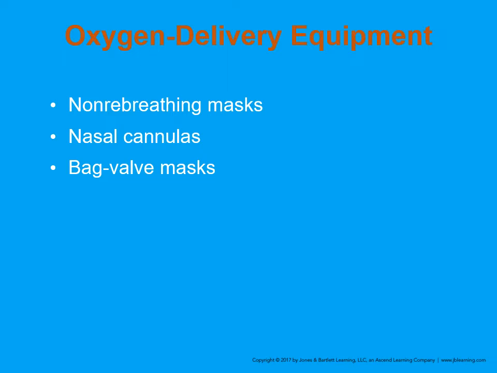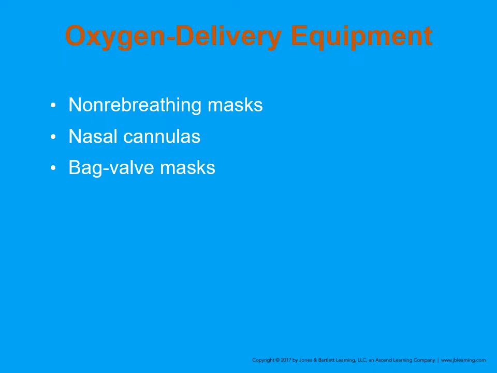You're going to make sure the reservoir bag is full before placing the mask on the patient. You're going to adjust the flow rate so the bag does not collapse when the patient inhales, usually 12 to 15 liters. If the bag does collapse, you're going to increase the flow rate. When oxygen therapy is discontinued, remove the mask from the patient's face. It's available in adult, pediatric, and infant sizes.